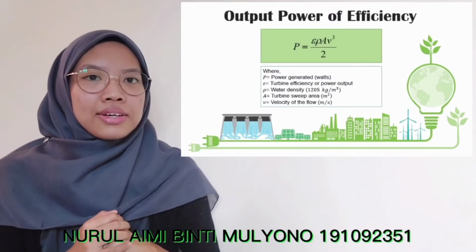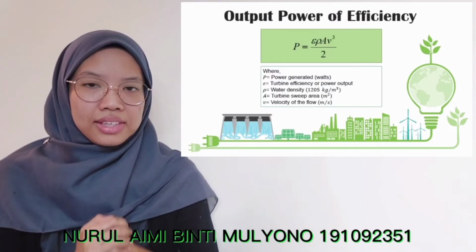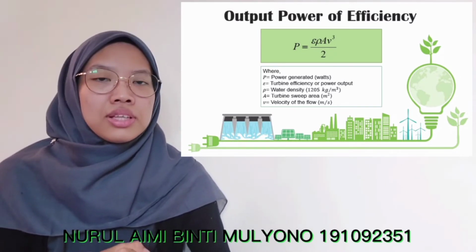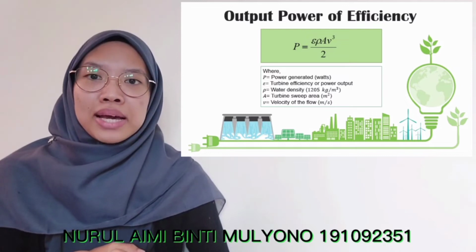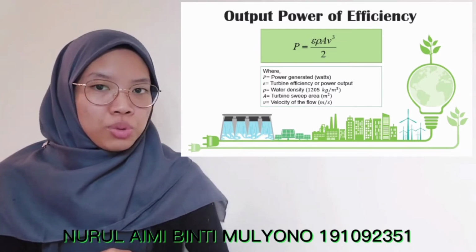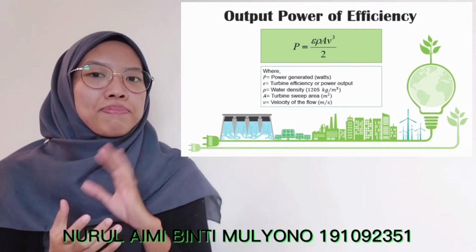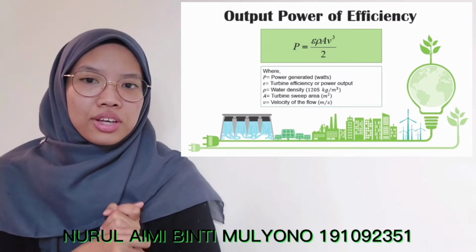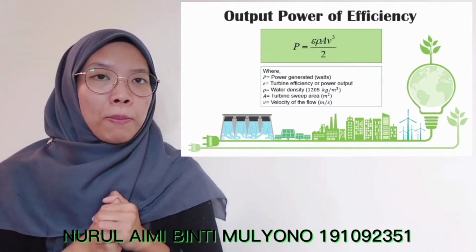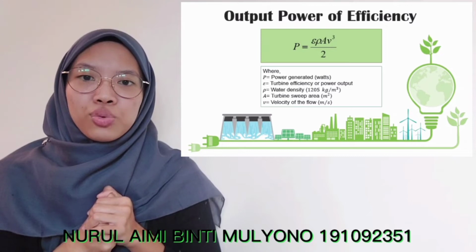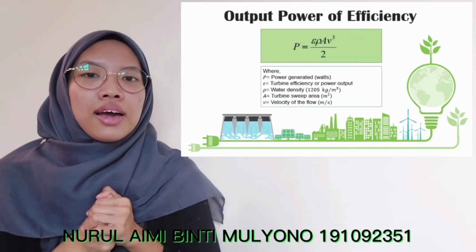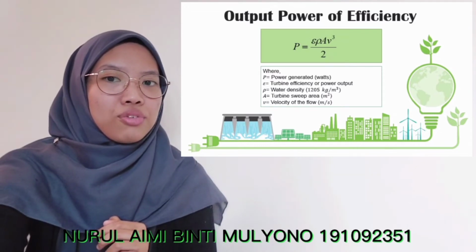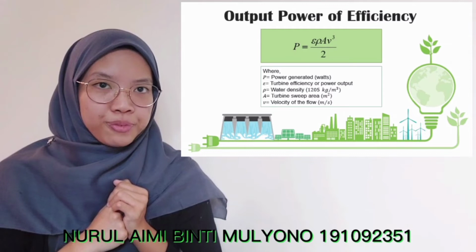Okay, to calculate turbine power output or efficiency, use the formula P equals epsilon times rho times A times V cubed over 2, where P is the power generated in watts and epsilon is known as the turbine efficiency or power output. Rho is the water density of seawater, A is the turbine sweep area, and V is the velocity of the flow.